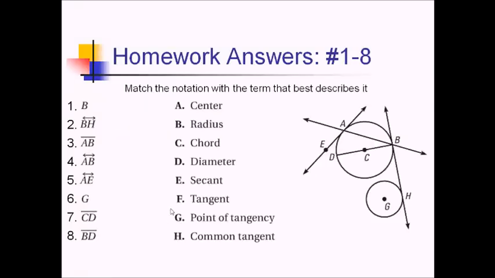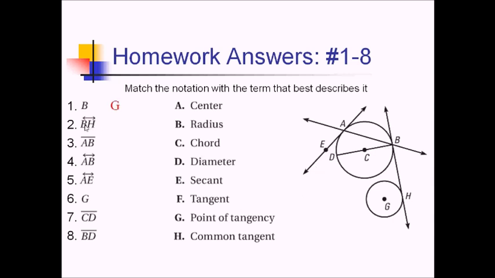For numbers 1 through 8, we're trying to match these symbols with the words that best describe them. So we're looking at B here, point B. That's over here. Now there's a few things happening at B, but the big one, this is a point of tangency. This is a point where a tangent line is hitting the circle. So G is the best answer out of all those.